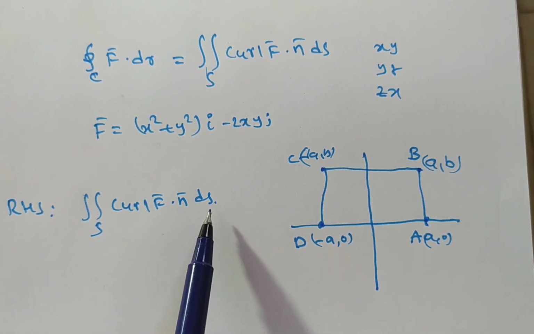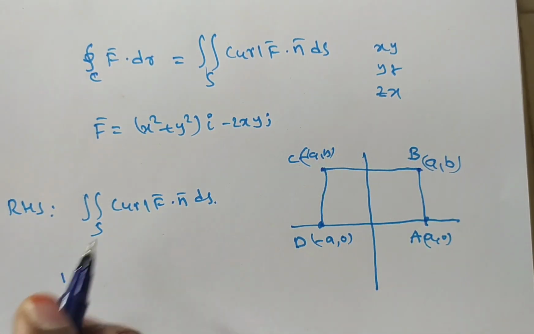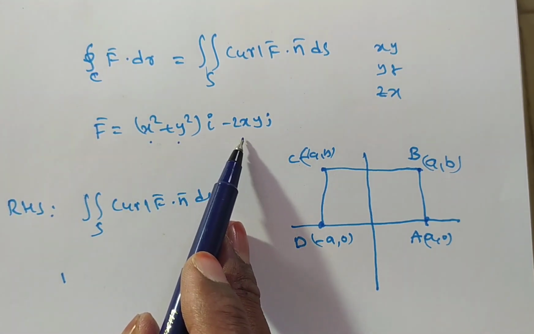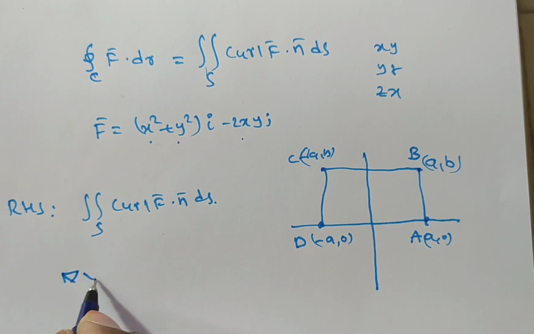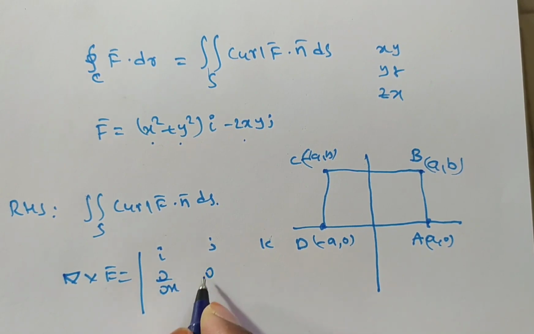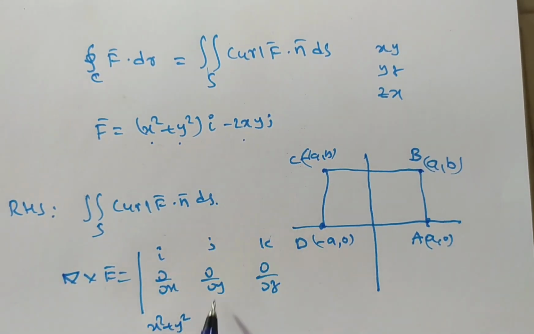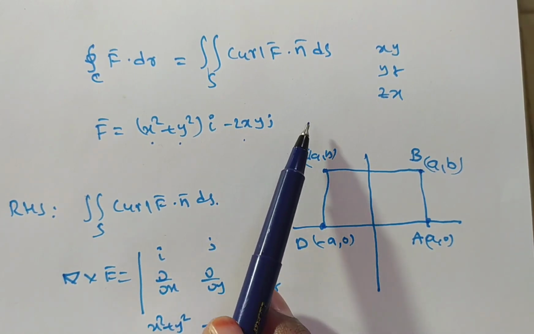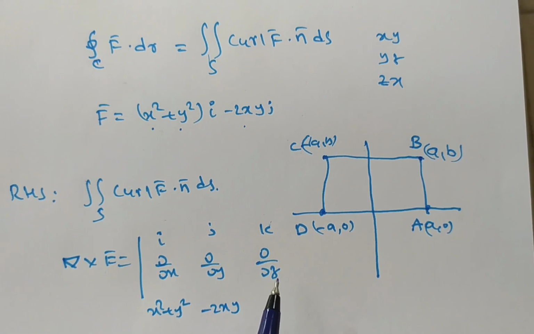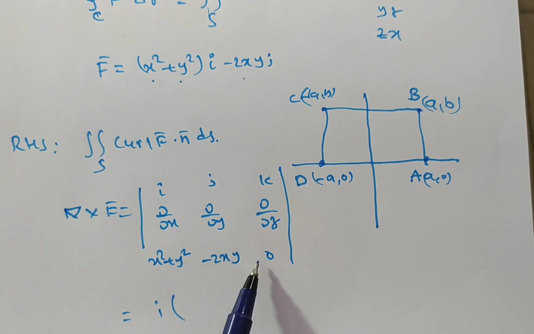And dS is nothing but the area element in the xy plane, yz plane or zx plane. Right. Now you see f bar is equal to (x² + y²) i minus 2xy j. Now curl f bar is del cross f bar, that is the determinant with i, j, k; del by del x, del by del y, del by del z. The i component is x² + y², the j component in f bar is minus 2xy. Is there any k? No k, you can say 0 times k. So this is 0. Now you observe i times: with respect to y, 0, and with respect to z there is no z term.